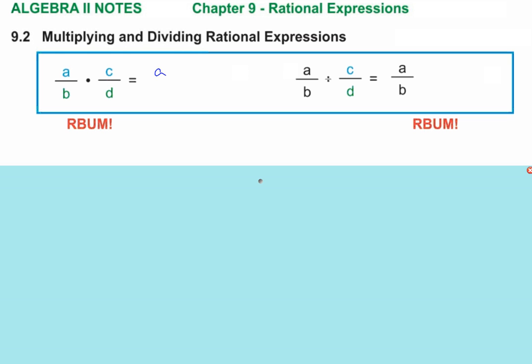So what's this one? AC over BD, right? Top times top, bottom times bottom. None of the variables divide out, so there was no reducing. It's just top times top, bottom times bottom. It's all that's trying to say to you is top times top, bottom times bottom.